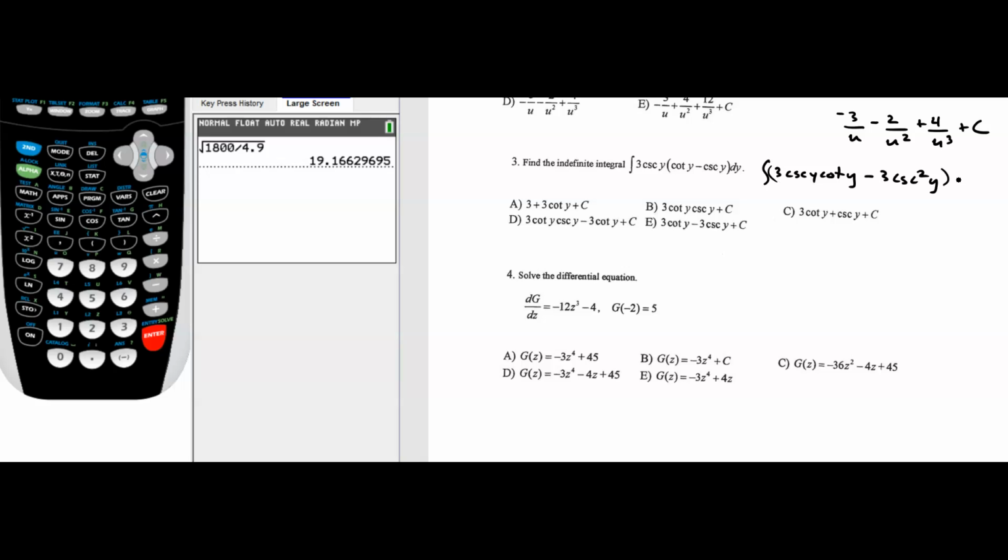And I actually could have left that 3. I could have brought the 3 out in front of this whole thing.